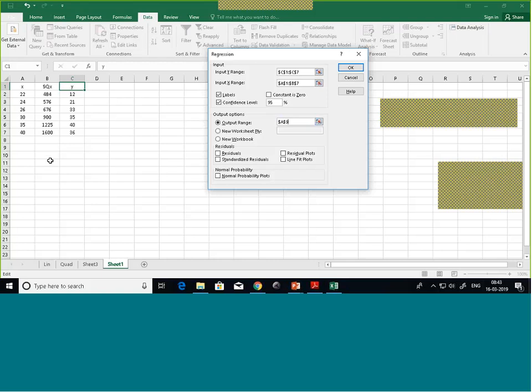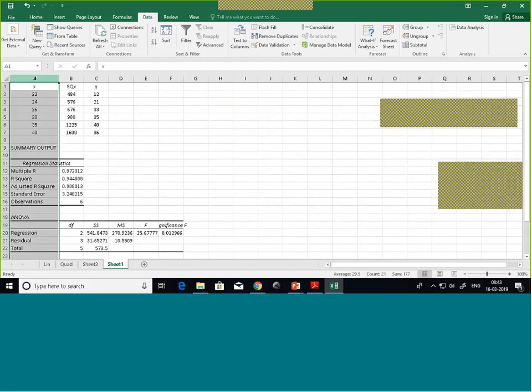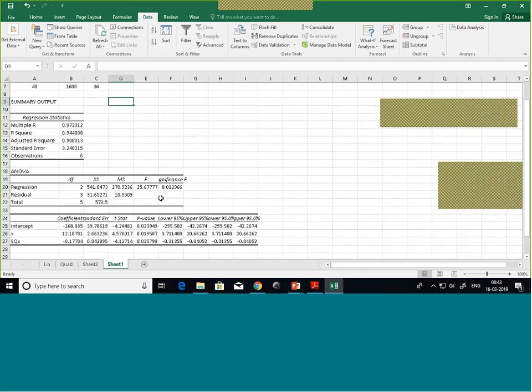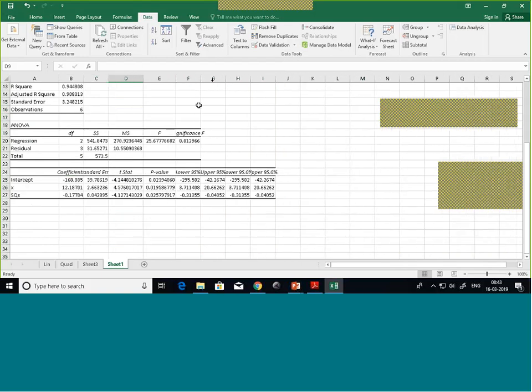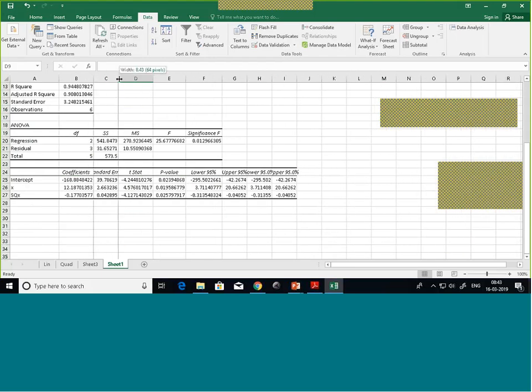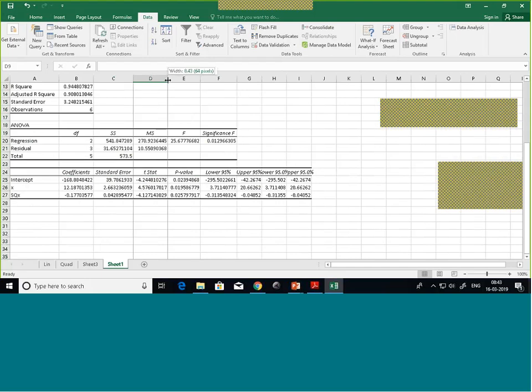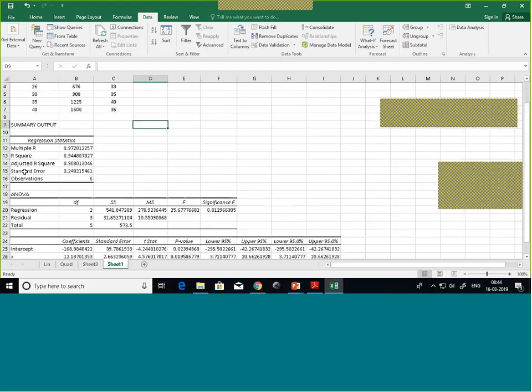So output range I'm putting at 9. So we got an output here. Let us study the table clearly.